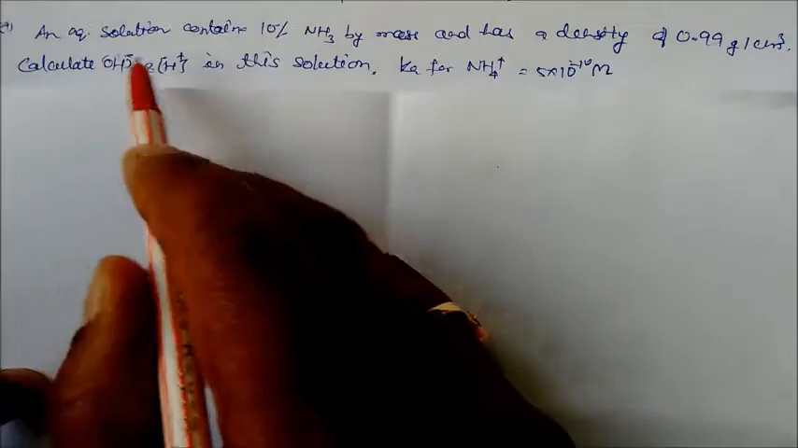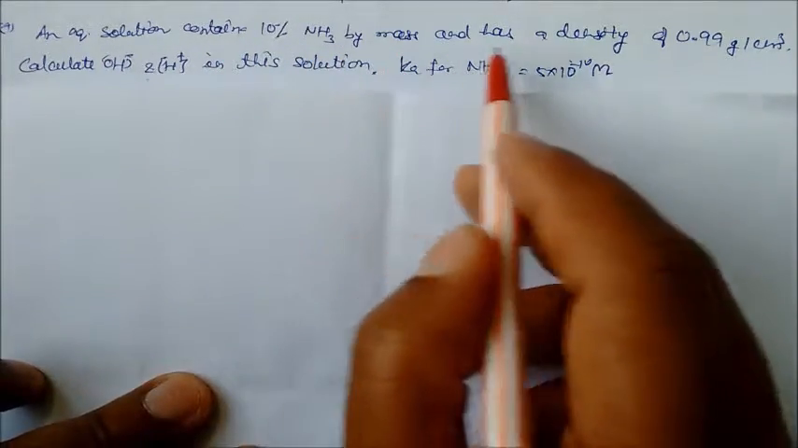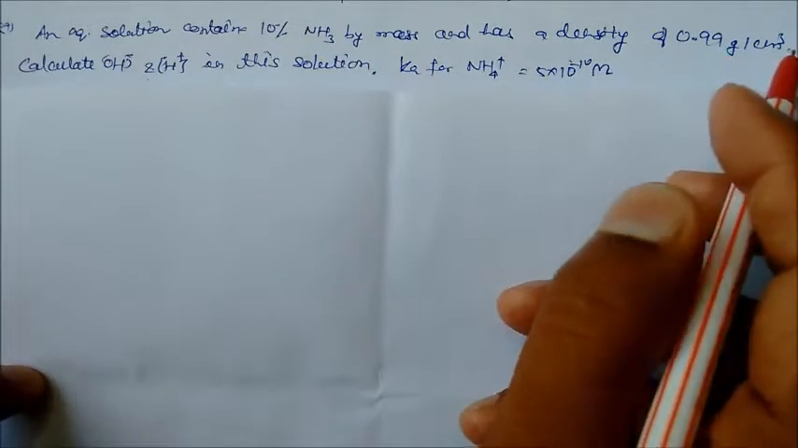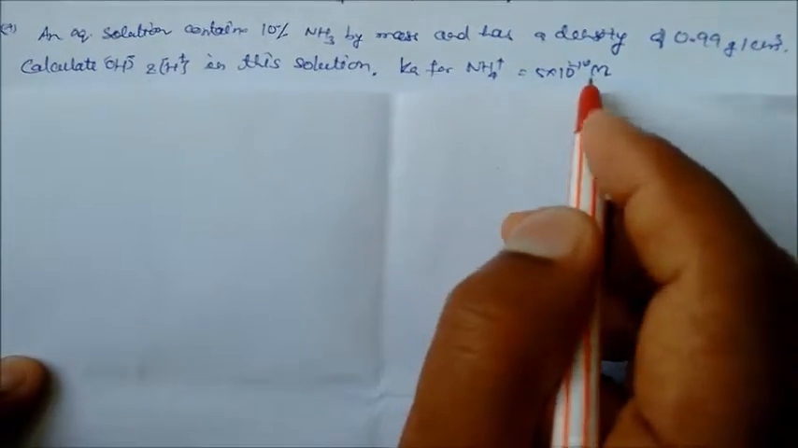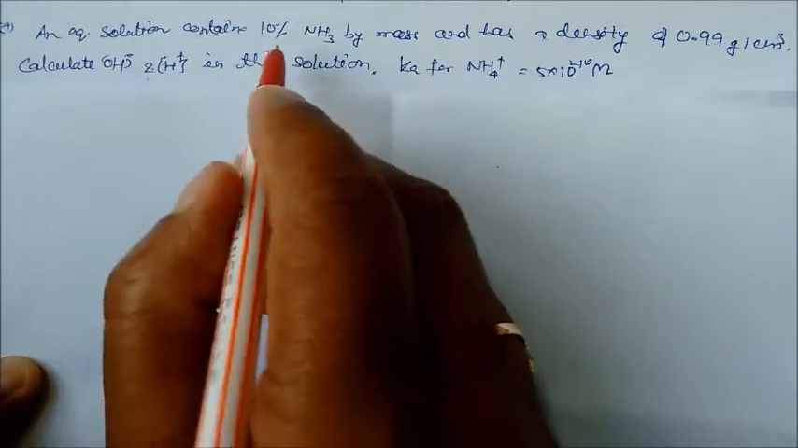An aqueous solution contains 10% ammonia by mass and has a density of 0.99 gram per centimeter cube. Calculate the hydroxyl and H+ ion concentrations in this solution. Kb for ammonia is given. So we have to use the 10%. What is the meaning of 10%?